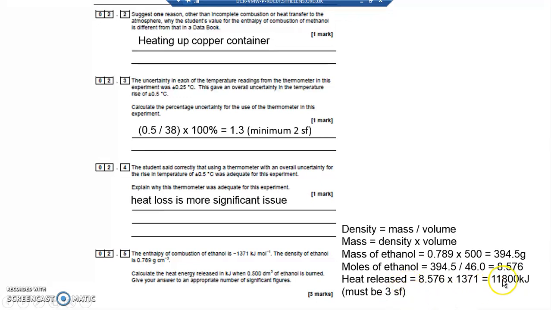It must be at least 3 significant figures, so I've got at least 3 significant figures here to match the 3 significant figures in my question.